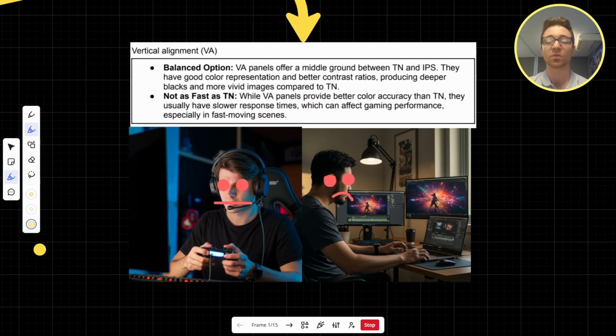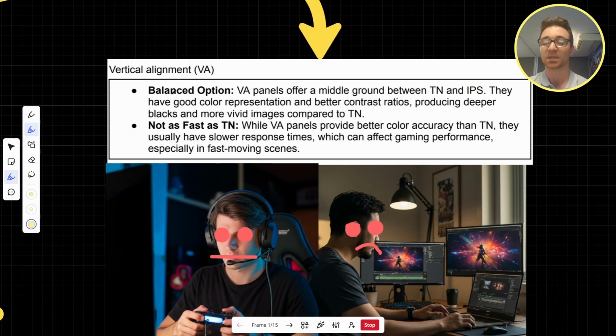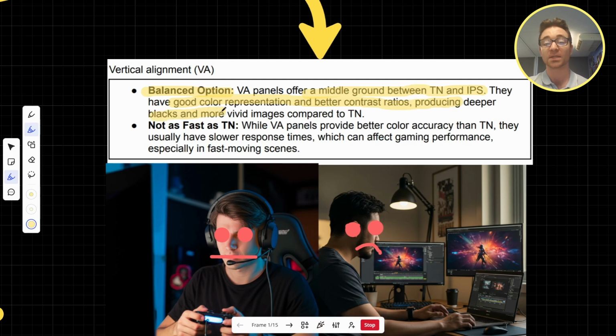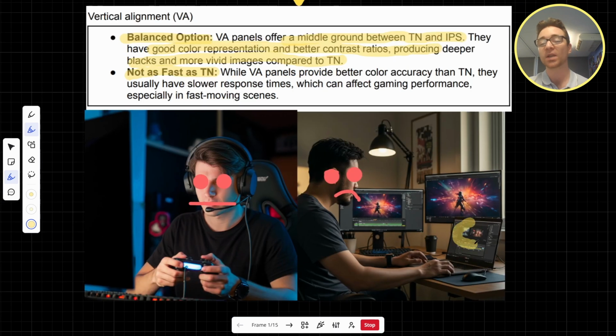Okay, and the next one and last one of the LCD displays that we need to know about is vertical alignment, or VA. Now, this is considered a balanced option. It's a little bit in the middle of the two, all right? It's a middle ground between twisted nematic and in-plane switching. They have good color representation and better contrast ratios, producing deeper blacks and more vivid images compared to twisted nematic, but they're not as fast as twisted nematic. So it's a good in-the-middle option, right?